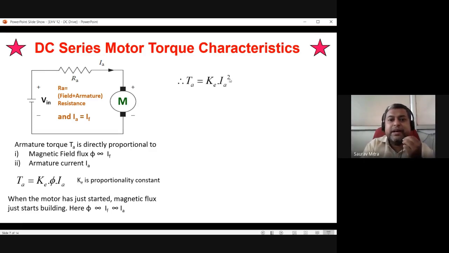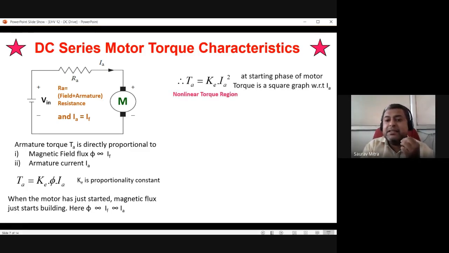In that case, we find Ta is equal to Ke into Ia square, because Ta is equal to K into phi into Ia, and initially phi is directly proportional to Ia. Substituting here, we find Ta is equal to Ke into Ia square. That means the torque we are finding at the initial stage of the motor is a square function of armature current. This is a very important thing, that initially torque is equal to phi into Ia. Phi is directly proportional to Ia, armature current. Substitute here. So we find that initially torque is a squared function of armature current.